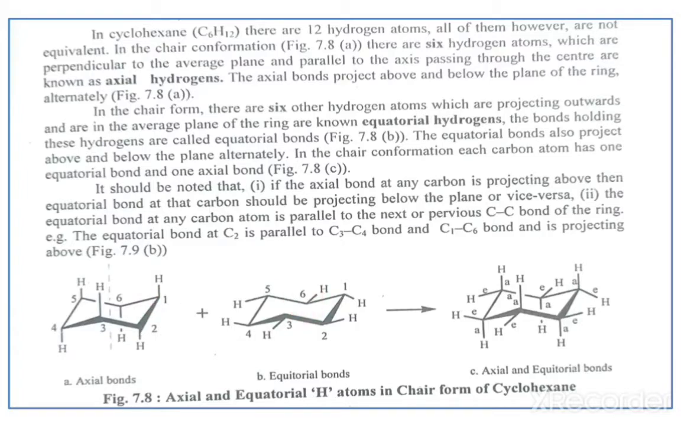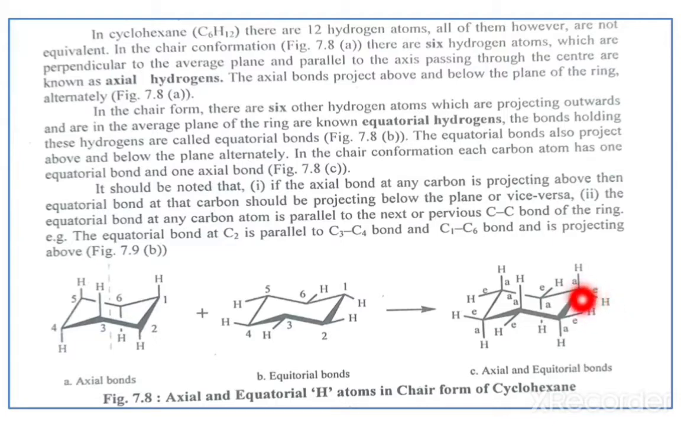Now, the equatorial bonds also project above and below the plane alternatively. That means here, if we see, this is above, this is below. So the equatorial hydrogen is projected above and below the plane alternatively. And in the chair conformation, each carbon atom has one equatorial bond and one axial bond. It means when we draw the chair conformation of cyclohexane, each carbon atom has one equatorial bond.